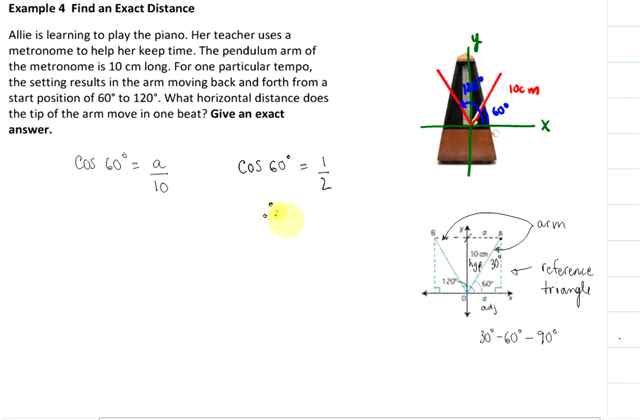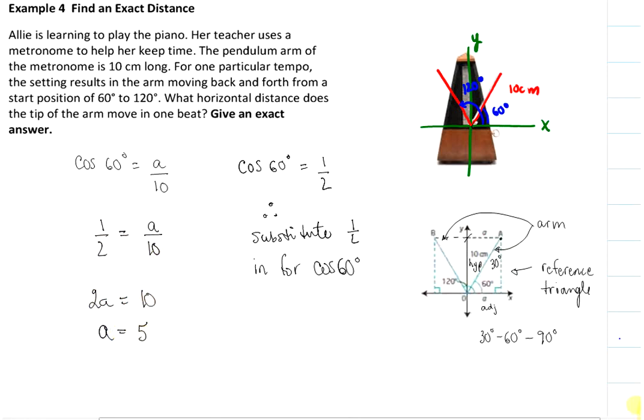So therefore, substitute 1/2 in for cos of 60 degrees because they have the same value. Okay, so in place of cos of 60, I'm going to put a half. So a half is equal to A over 10. And then I'm going to cross multiply. Okay, so I'm going to go 2 times A is 2A, and that's equal to 1 times 10, which is 10. And so A is equal to 5.